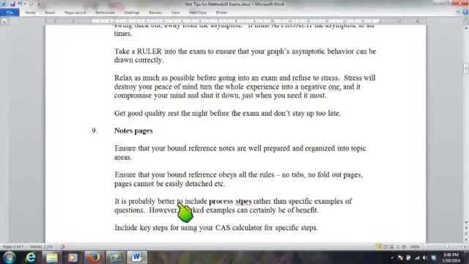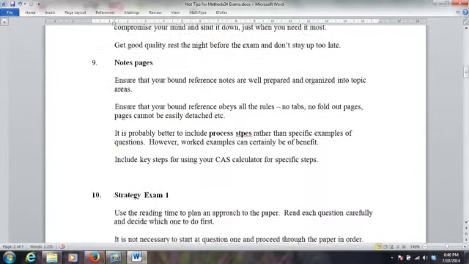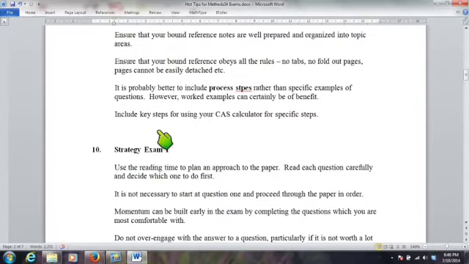It is probably better to work on process, that should say steps, I'm very sorry, rather than specific examples of questions. However, some worked examples can certainly be of benefit in your bound notes, all right? It's a good idea to include steps for your CAS handheld device for certain operations. That would be a very, very good thing.